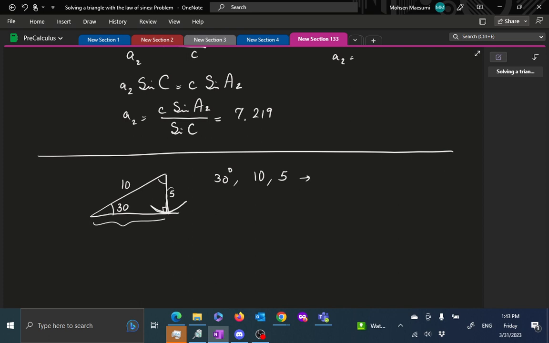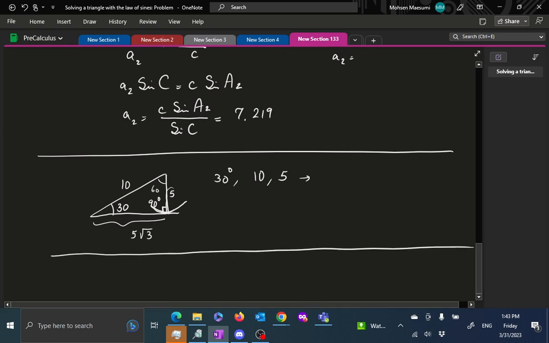So if you have 30 degrees and 10 and 5, what you get for the other side, first of all, the other angle is just going to be 60, and this angle is going to become 90 degrees, and what is left for this side is going to be 10 cosine of 30, which is its exact value is going to be 5 radical 3.